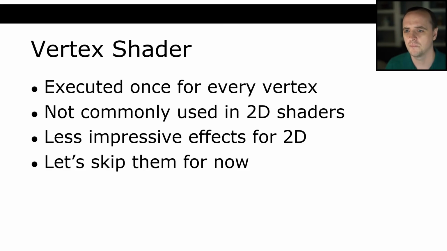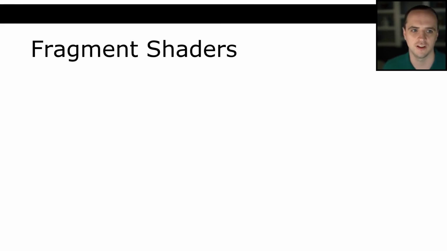Also, as far as vertex shaders go, vertex shaders are going to be executed once for every vertex in the thing that you're drawing. They're not commonly used for 2D shaders. They have less impressive effects for 2D stuff, and so we're really not going to be talking about vertex shaders. I know that I'm completely skipping over vertex shaders, but they're not really the interesting thing for us in this course. We want to be dealing with fragment shaders in this course.